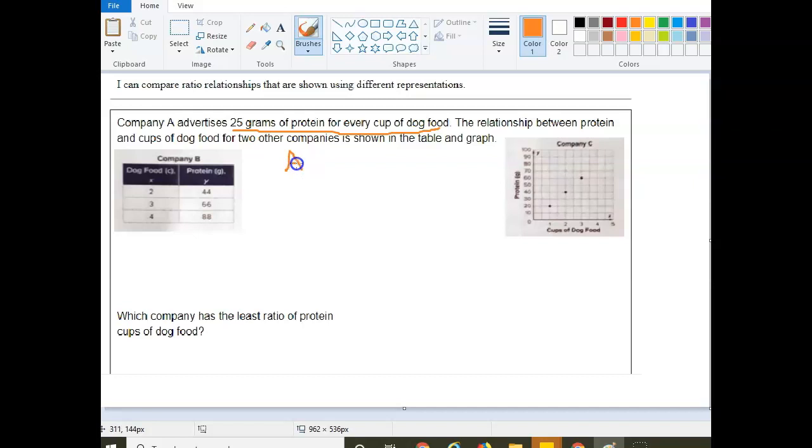So we have company A. It's written, says protein to cups of dog food, so I'll write it in that order. It says that I have 25 grams of protein, and then it says for every cup. Okay, since there's no number, I'm going with 1. Every cup. And 1 cup of dog food. Okay, so every time I scoop out a cup of this, I get 25 grams of protein.